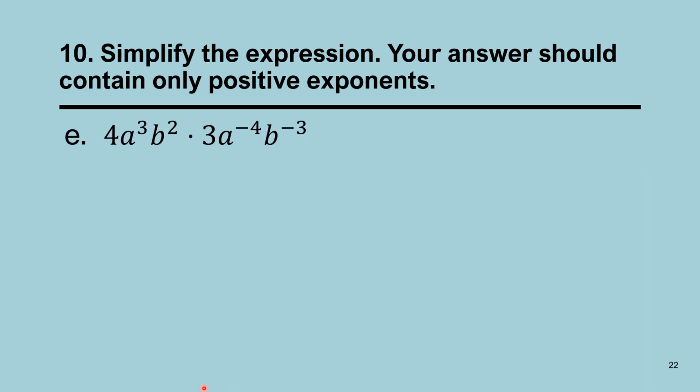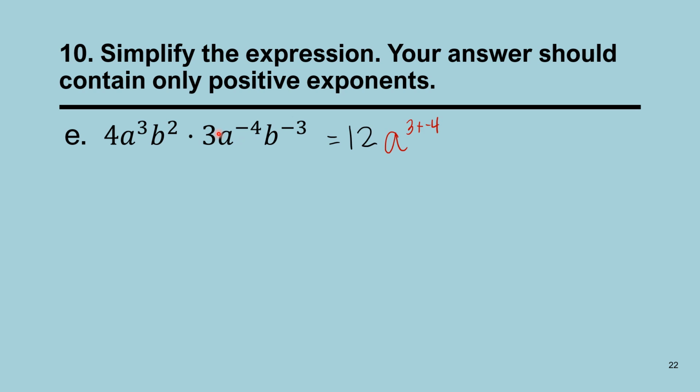Next we've got a little bit more complex looking expression here: 4a cubed b squared times 3a to the negative 4th b to the negative 3rd. Go ahead and multiply your coefficients. 4 times 3 is 12. Now we're looking at our a's. We have a to the 3rd, a to the negative 4th. We're multiplying, so we're going to add those exponents. So that's 3 plus negative 4.